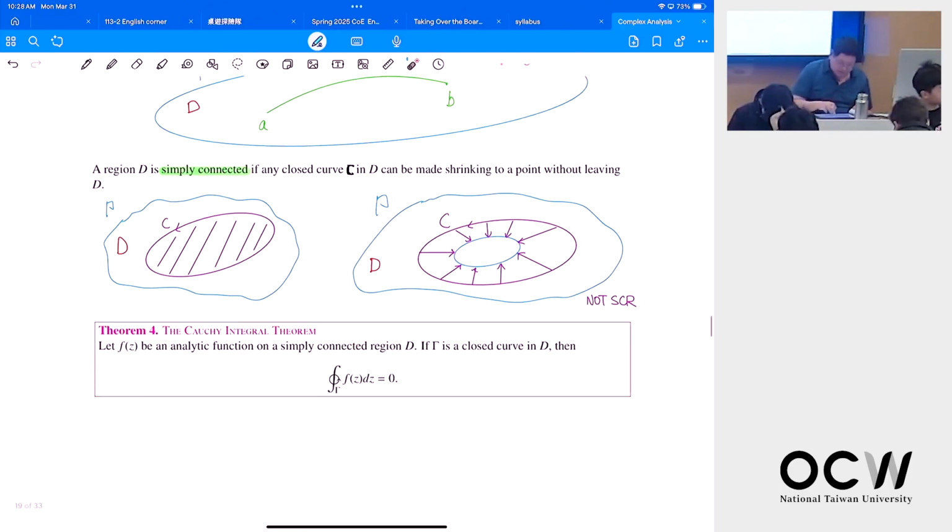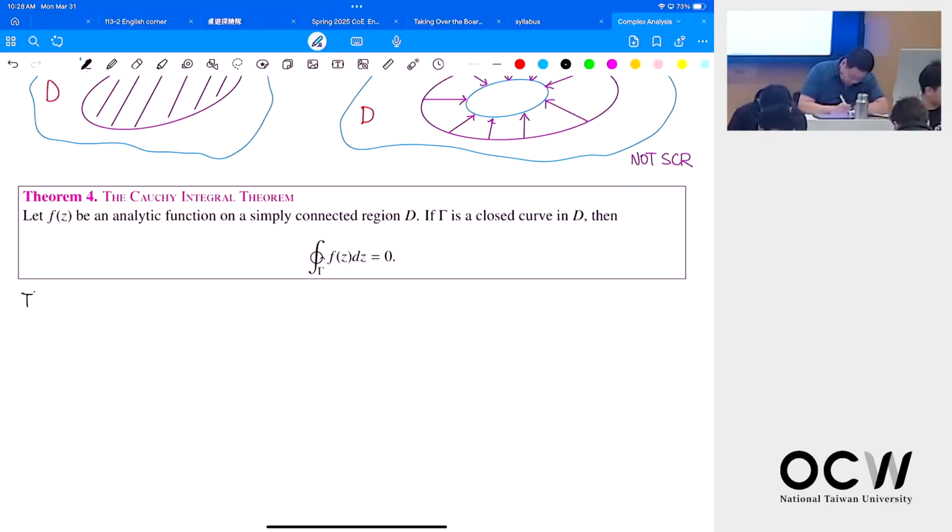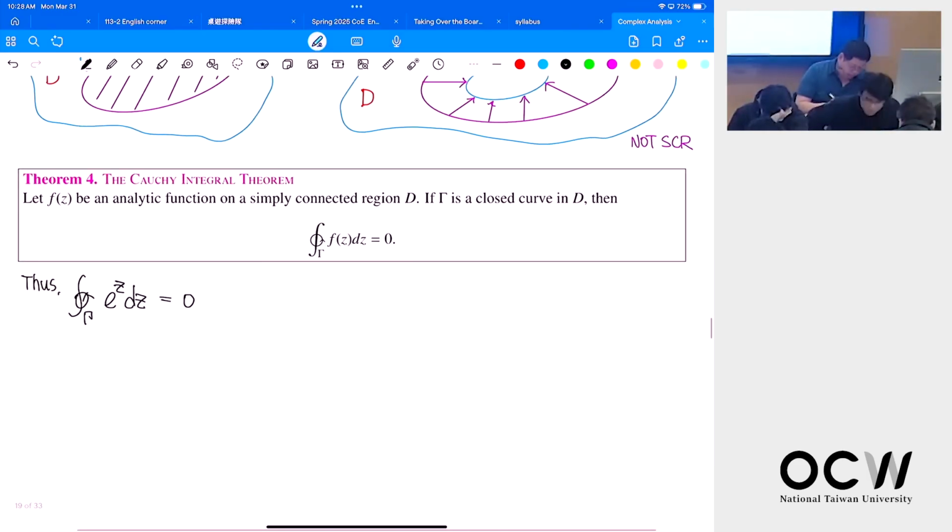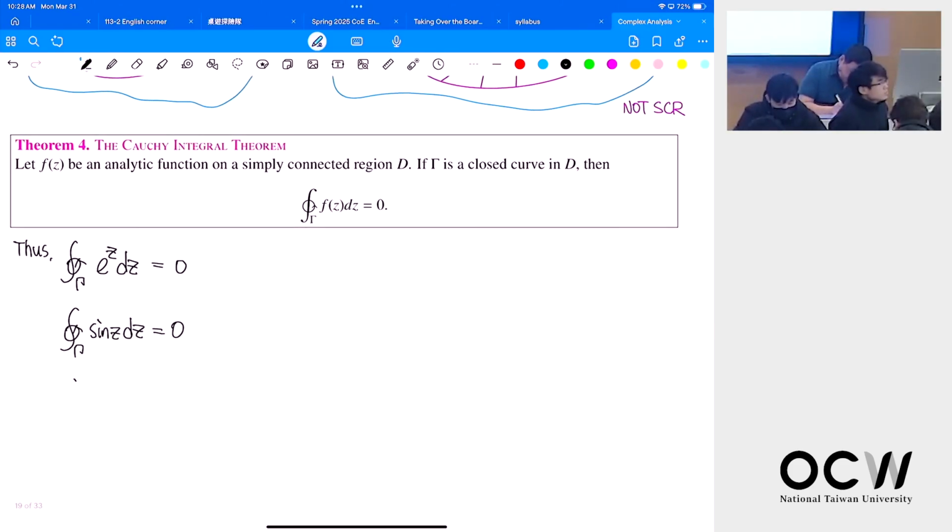Okay, that means, for example, if I have a closed curve integral of e to the z dz, that will be 0. If I have sine z dz as a circular integral, then it is still 0. And z to the n dz is still 0, but here for any non-negative integer n.